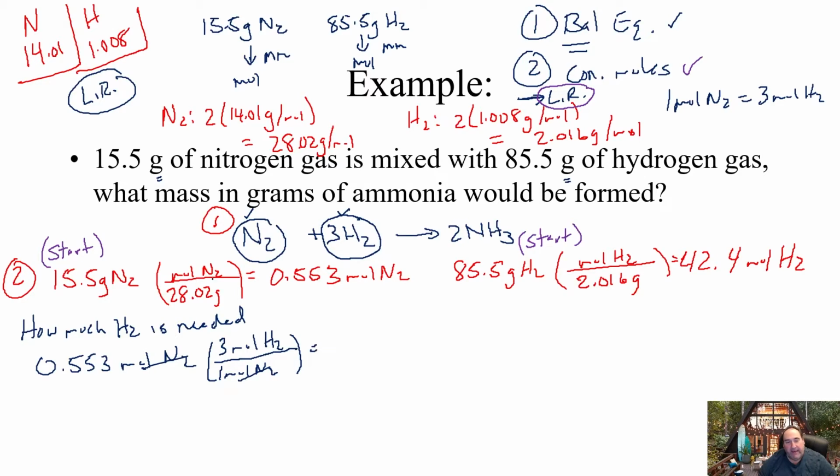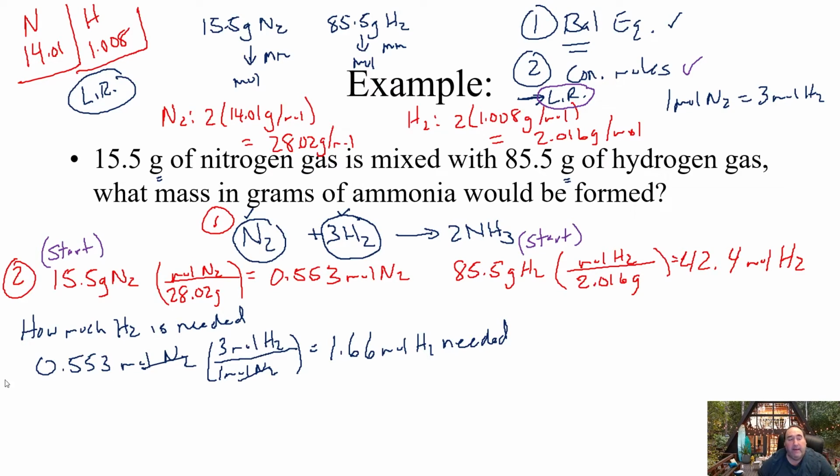Moles of nitrogen are going to cancel, and that is going to get us 0.553 times 3, which gives us 1.66. We'll call it 1.66 moles of H2 needed. So again, this is the small little calculation to figure out which one's the limiting reagent.